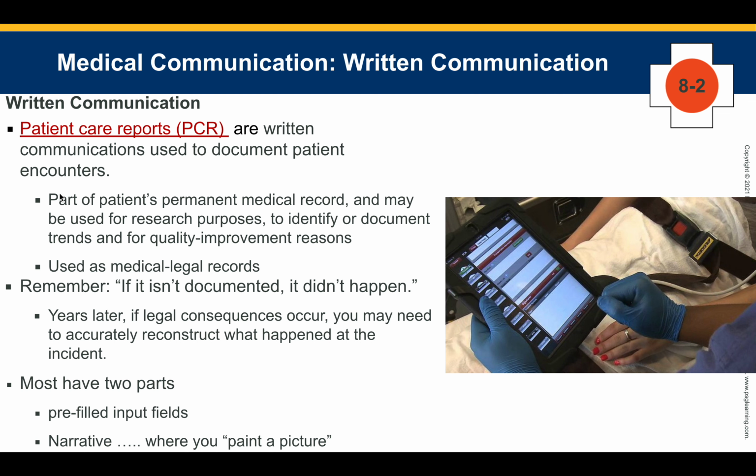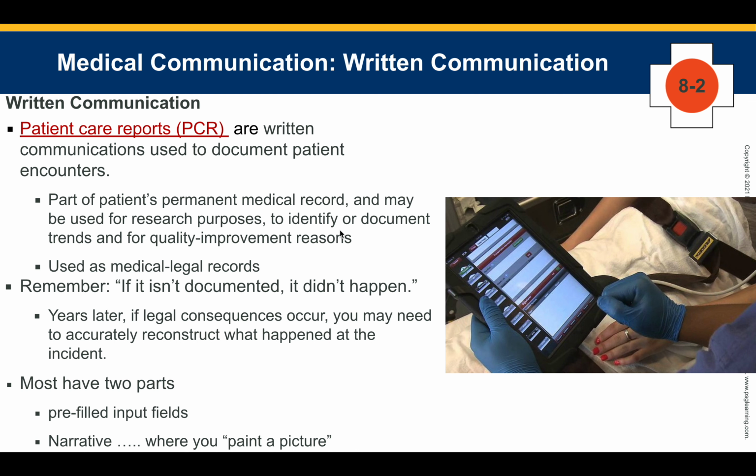All right. They kind of have two goals, or two purposes. The first one is that they're usually part of the patient's permanent medical record. So it goes in their chart, right? We send a copy of our PCR to the hospital, and it's there. This way, if a week from now a patient's in ICU and the docs want to review how this first started, they can pull up our PCR and see what we found on scene, what we did, and what they complained about. All right. And our PCRs are also important for QA/QI, quality improvement reasons, as well as documenting different trends and data.